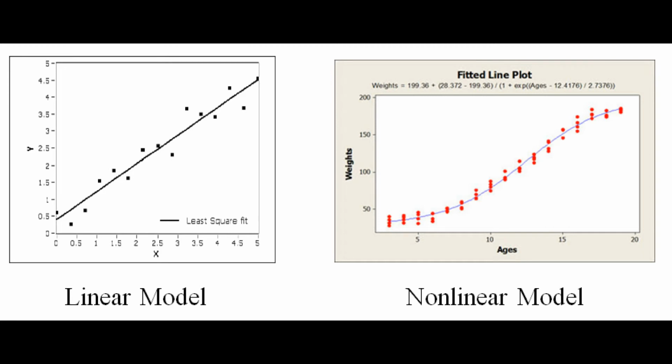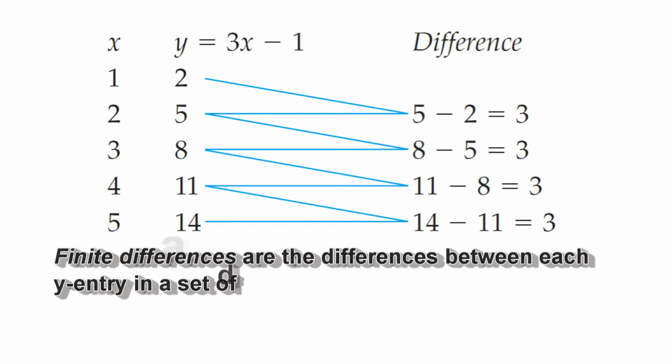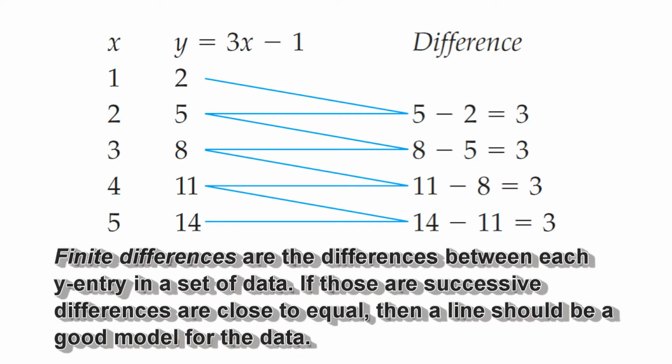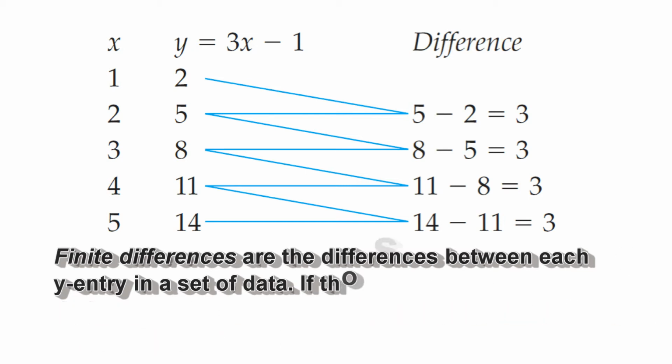Once a set of data has been collected and plotted on a graph, it is then necessary to determine if a linear model can be used to best represent the data or if a nonlinear model should be used. You can tell the graph on the left is a linear model because it has a straight line going through its set of data points. A non-graphing approach to determining whether a line is a good model for a set of data points is using finite differences. Finite differences are simply the differences between each y entry in a set of data. If those successive differences are close to equal, then a line should be a good model for the data.